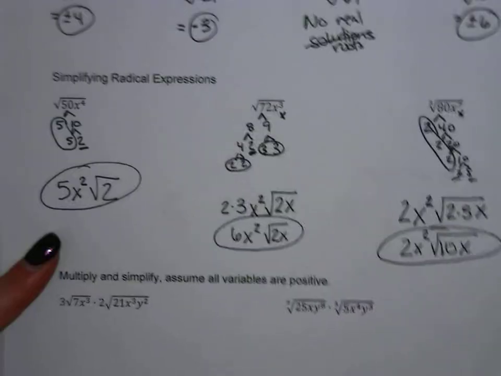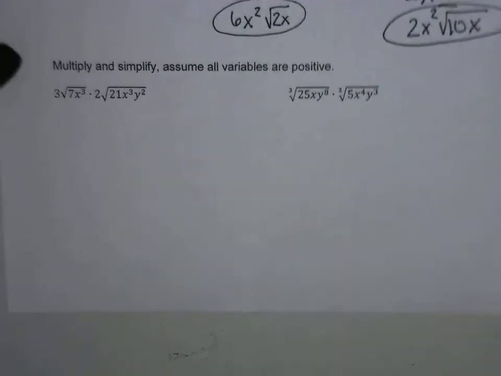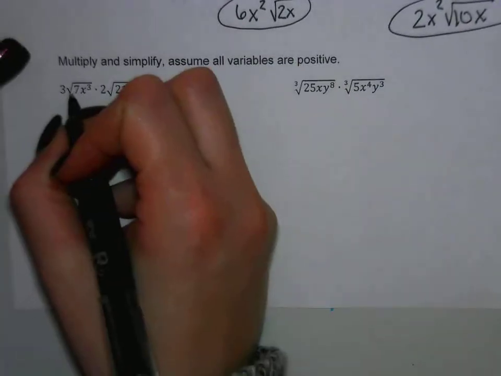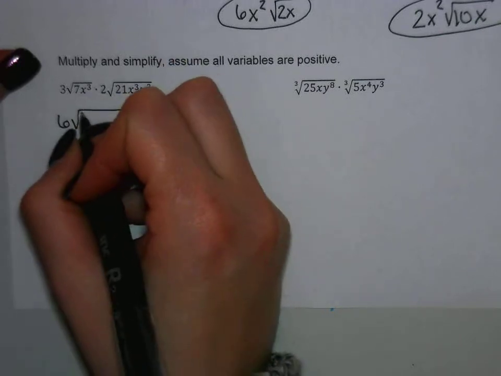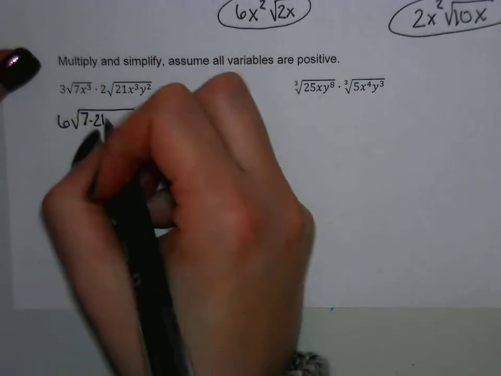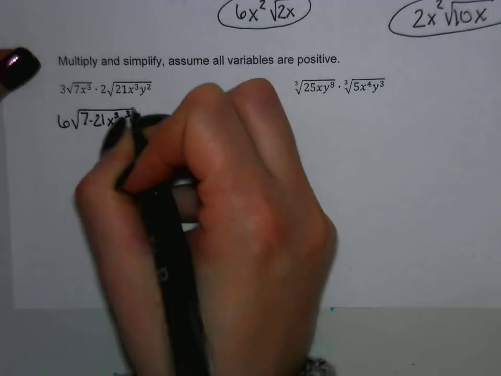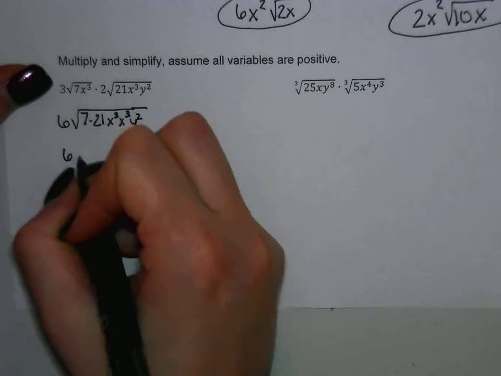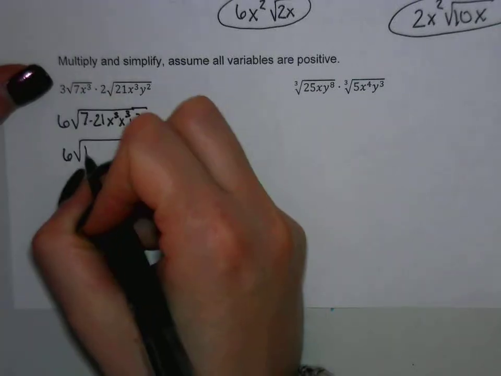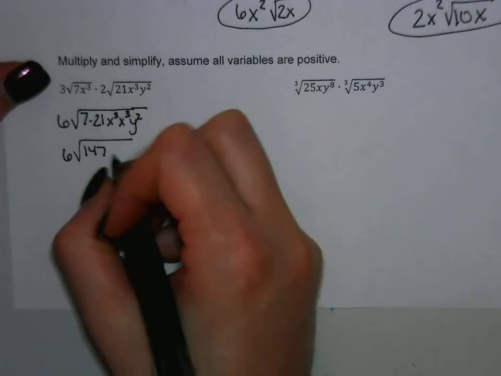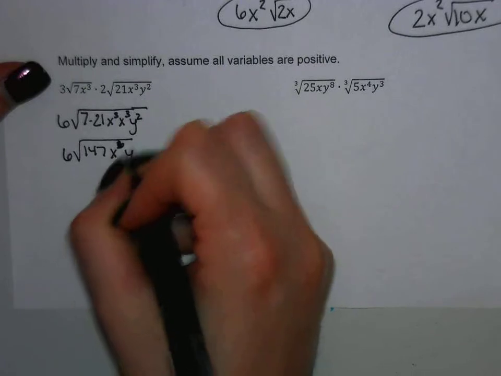So now let's take a look at putting both of those together. Let's multiply and simplify each of our expressions. So here we have 3 times 2 is 6. So then we have the square root of 7 times 21 times x to the third times x to the third times y squared. So if we take 7 times 21, we end up with 147. X to the third times x to the third is x to the 6th, and then y squared.